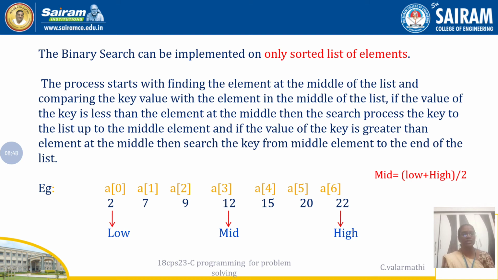Say for example, here my searching element is 15. I am going to find whether 15 is present in this array or not. So this is the key element which I am going to search. First, it will compare the searching element with A of mid. What is the A of mid here? 12. So 12 is compared with 15.